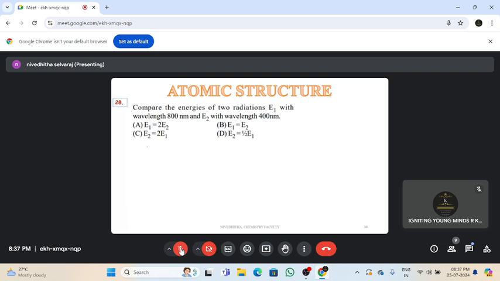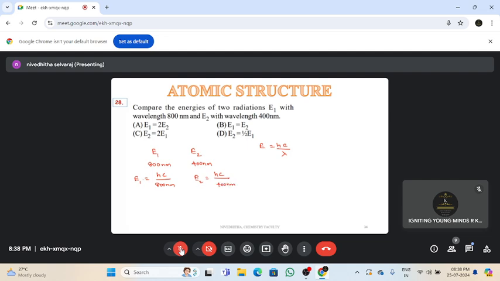See, they are talking about two radiations, whose energy is E1 and E2. So for this radiation, the wavelength is 800 nanometer. And for this radiation, the wavelength is 400 nanometer. What is the relationship which relates energy and wavelength? E is equal to hc by lambda, right? So for this, E1 is equal to hc by lambda. Here the lambda is 800 nanometer. And for second radiation, E2 is equal to hc divided by 400 nanometer.